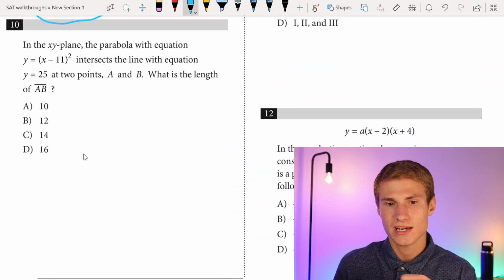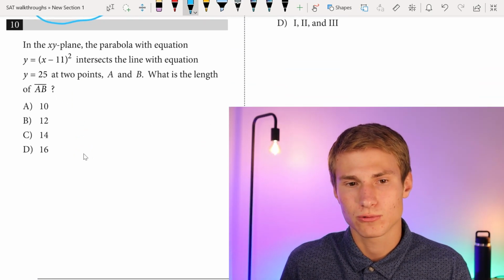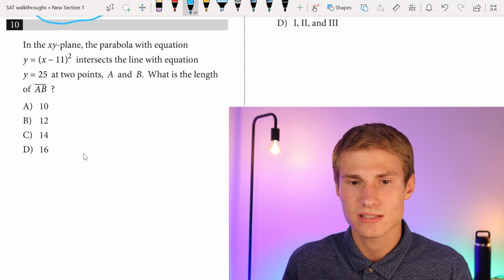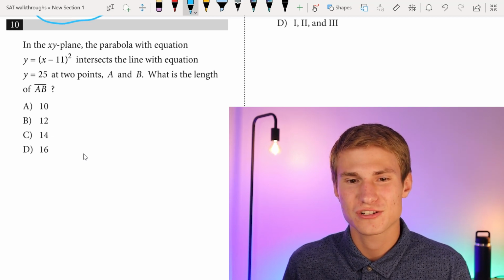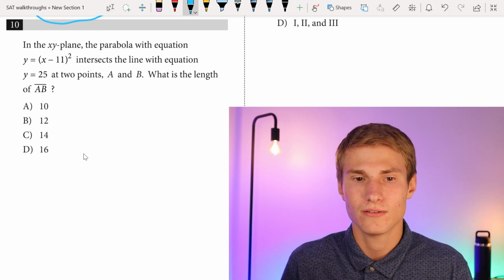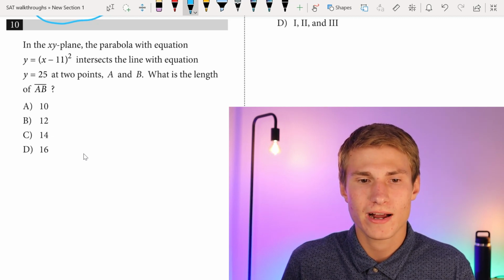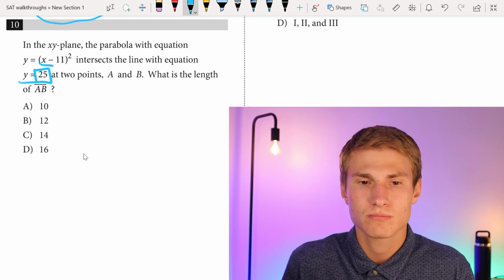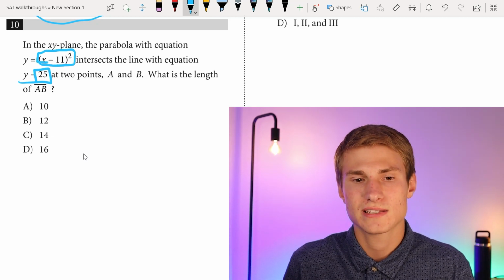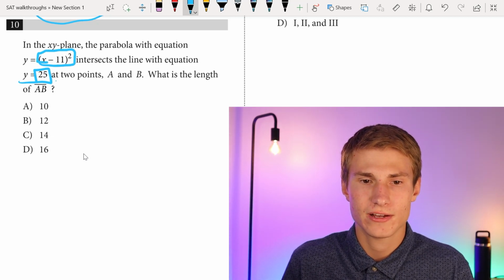All right, number 10. In the xy plane, the parabola with equation y equals (x minus 11) squared intersects the line with equation y equals 25 at 2 points A and B. What is the length of A to B? In this case, what you want to recognize is that you have some number getting squared, and it's intersecting at y equals 25 at 2 points.